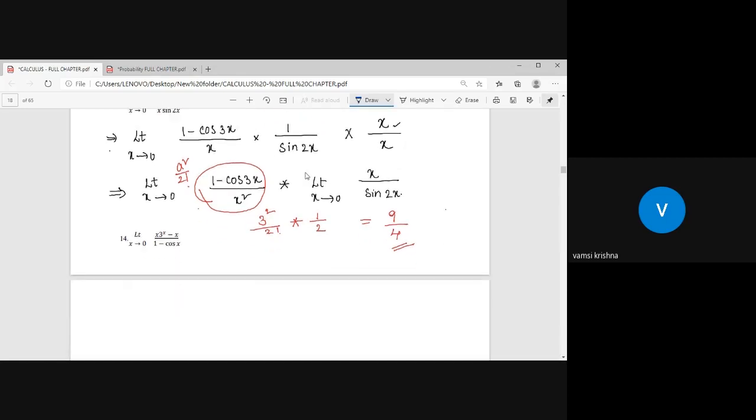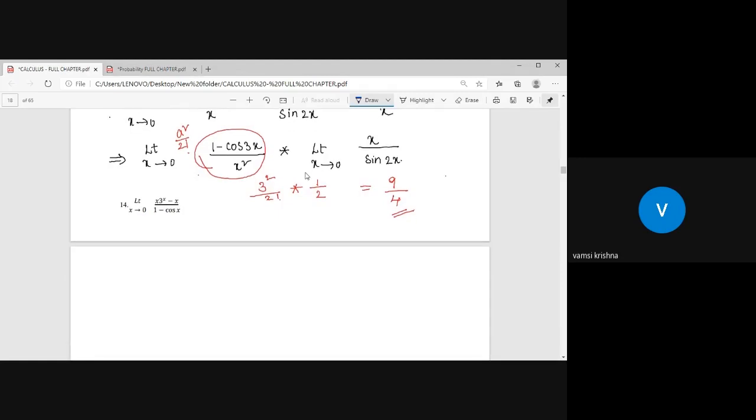And try this next question: x into 3 power x minus x by 1 minus cos x. Do this question and give me the answer.